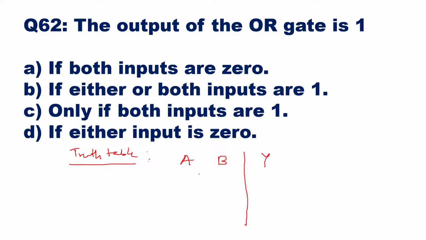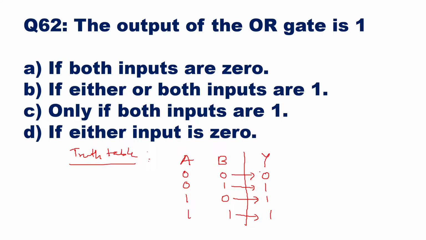If the input is 0, 0, what is the output? If the input is 0, 1, what is the output? If the input is 1, 0, what is the output? If the input is 1, 1, what is the output? Now, when the input is 0, 0 for OR gate, the output is 0. If the input is 0, 1, that is, if any one of the inputs is high, the output is high. Even here, when it is 1, 0, the output is high. When both the inputs are high, also the output is high.